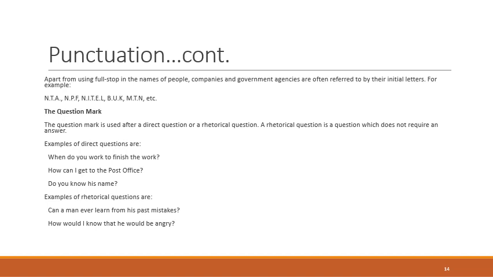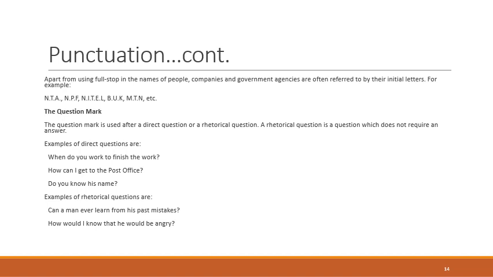NITEL, BUK, MTN. However, we should remember that sometimes, due to conventionalization of such abbreviations, they are used as words, that is, changed into acronyms or pronouns, without using a full stop at the end of each one.